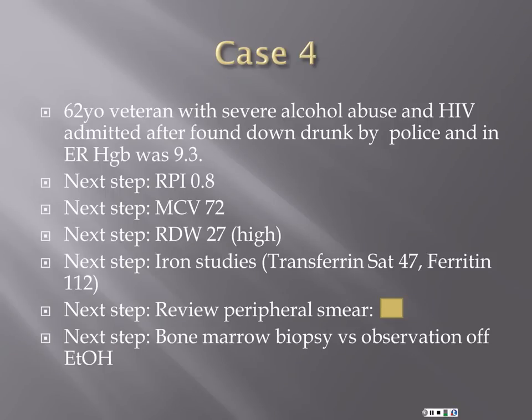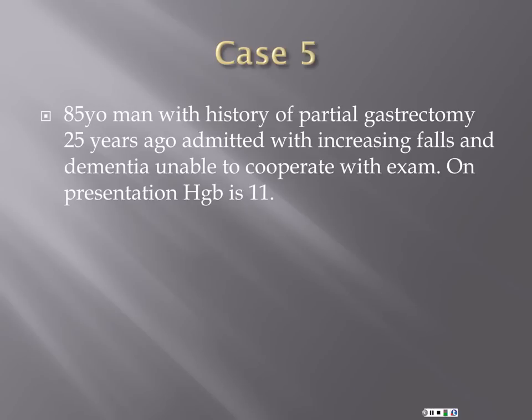All right, next case. We have an 85-year-old man with a history of partial gastrectomy 25 years ago. What does that make us think of on our board stuff? Right, loss of intrinsic factor. He was admitted with increasing falls and dementia and was unable to cooperate with the exam. But in the ER, he had a hemoglobin of 11. What's the next best test? RPI. RPI is 1.1, less than 2%, so it's low. What's the next best test?